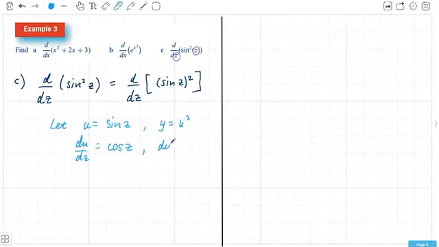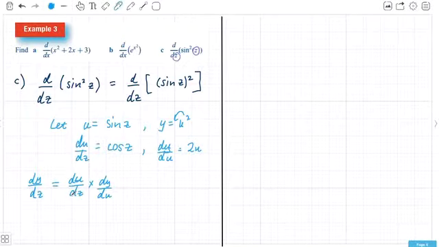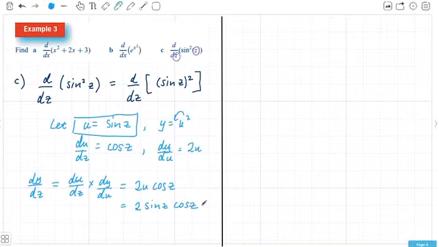This would then be still dy/du, which is 2 times u. Remember the power comes down the front. So we now have dy/dz because we're trying to differentiate with respect to z, and that's going to be du/dz by dy/du. The du's cancel, so that gives you the dy/dz that you want. And remember, you just multiply these two things together. And u is sine of z. So we have 2 sine z cos z, like that.